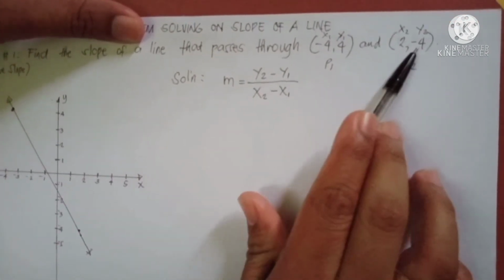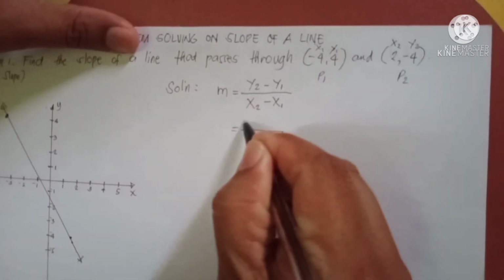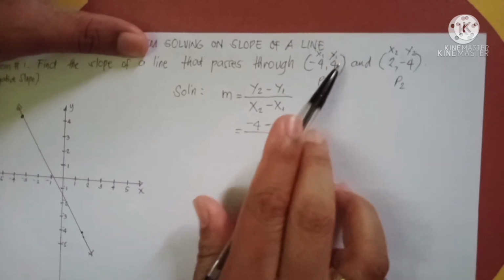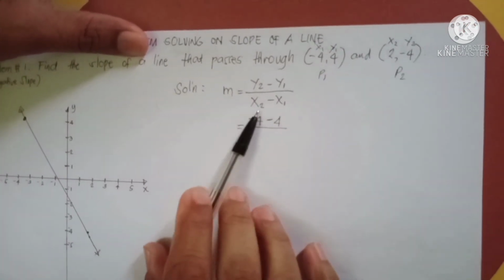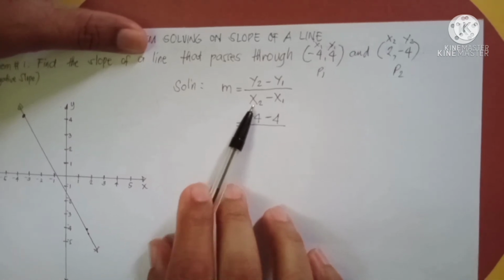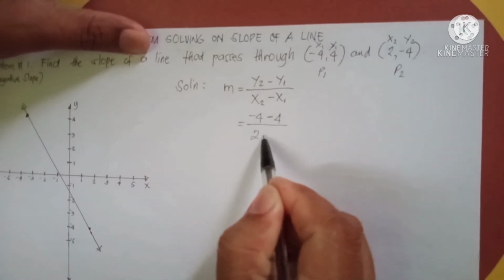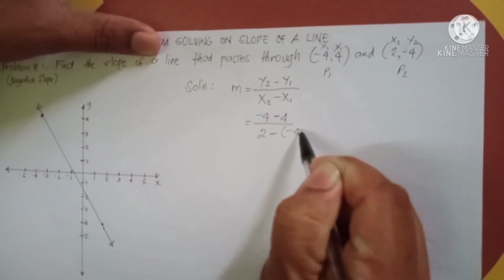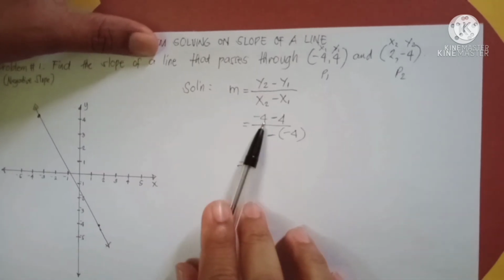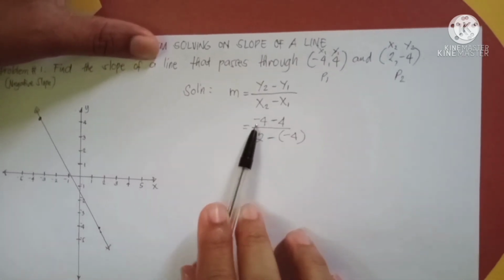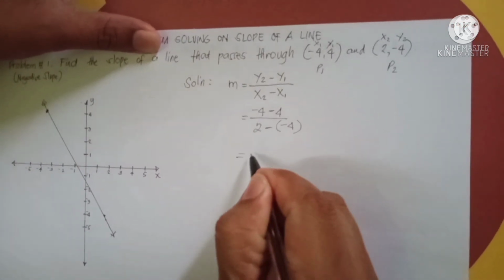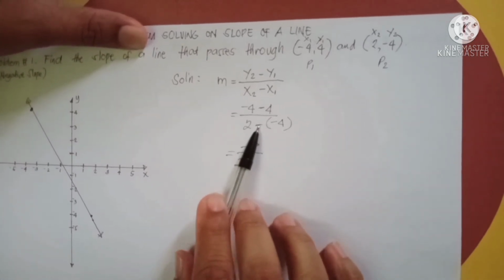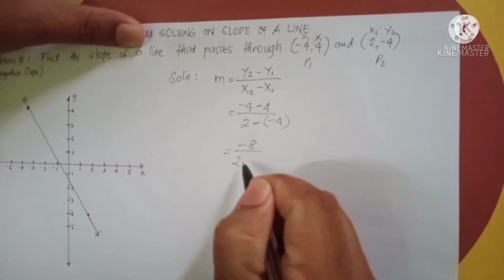Our y sub 2 is negative 4. Copy the operation, which is minus. And y sub 1 is positive 4. Over x sub 2 is 2. Minus, and x sub 1 is negative 4. Applying the subtraction of integers, negative 4 minus 4, that becomes negative 8 over, bring down 2, so negative times negative 4, that is positive 4.